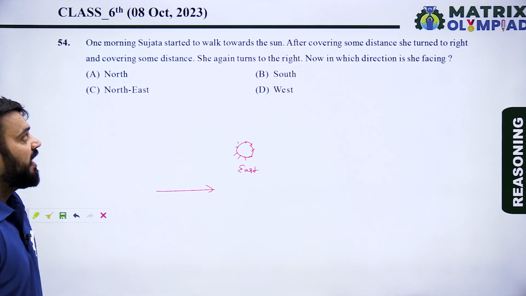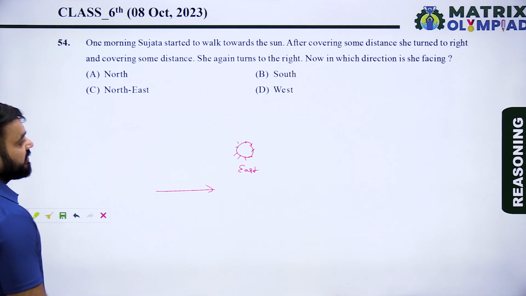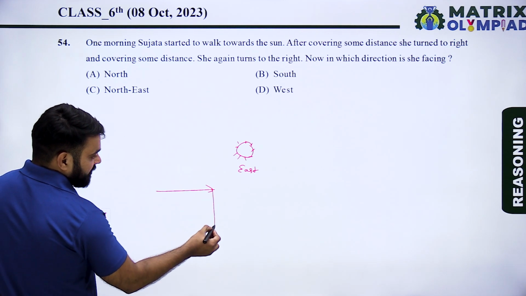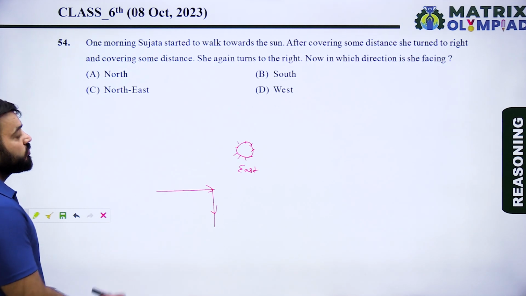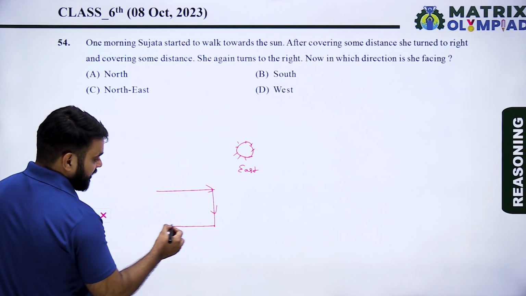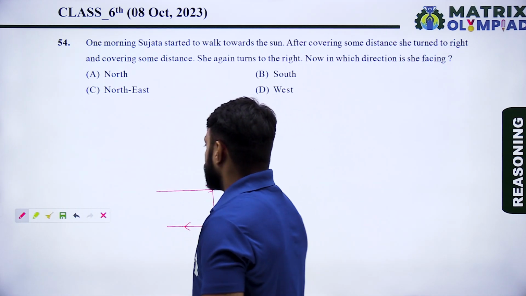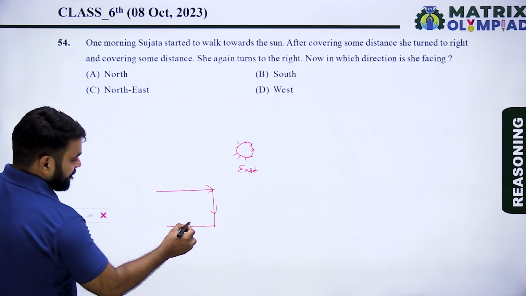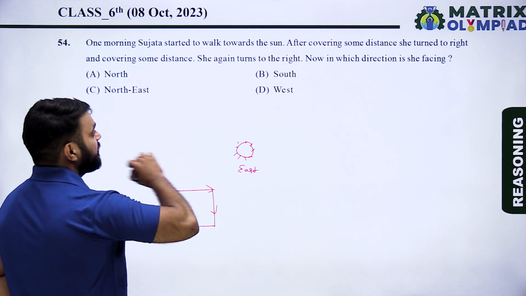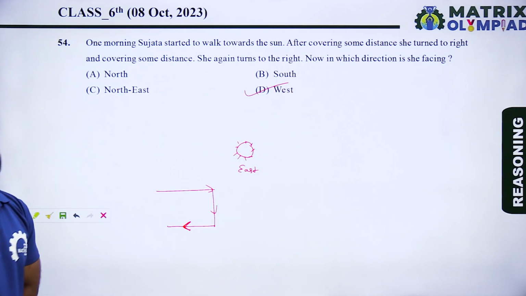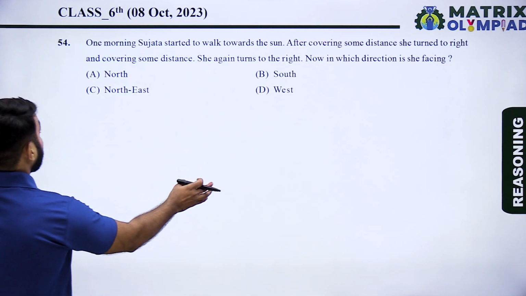So, east direction. After covering some distance, she turned to the right and covered some distance. She again turned to the right. Now, in which direction is she facing? So Sujata is facing in the west direction. So the correct answer is option D, which means west. Now, let's move on to the next question.